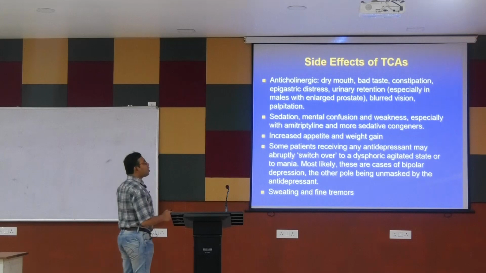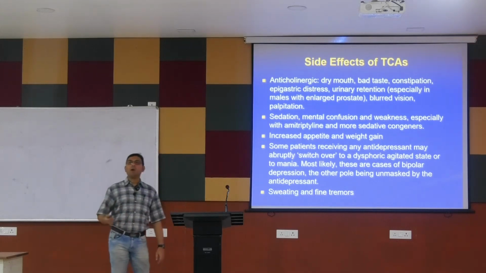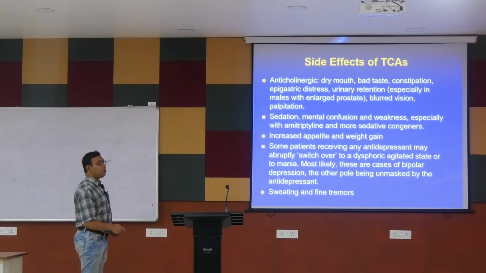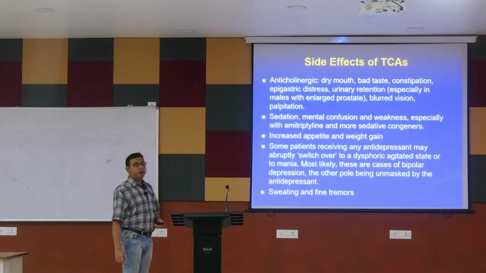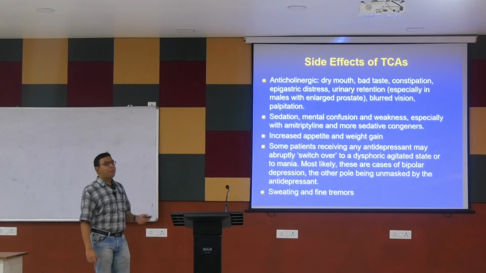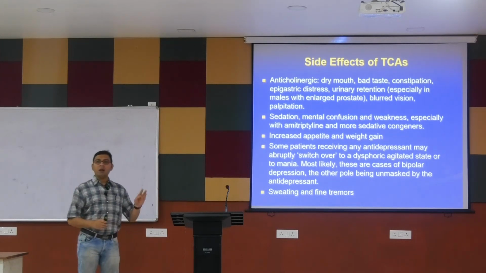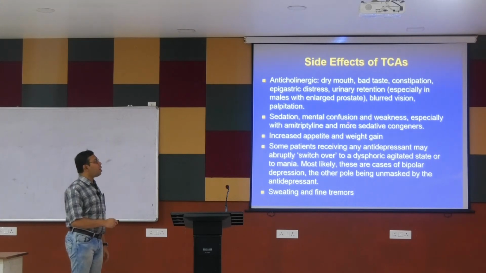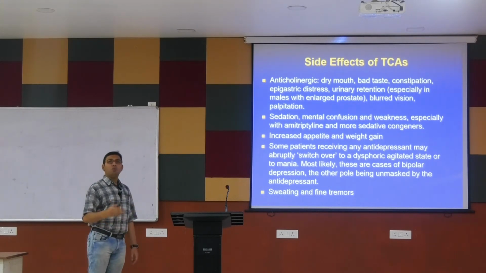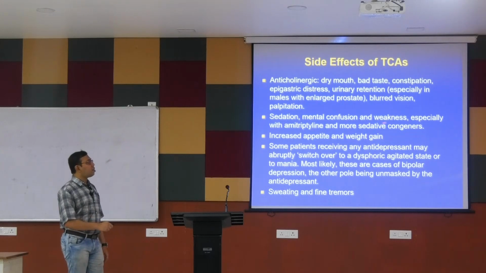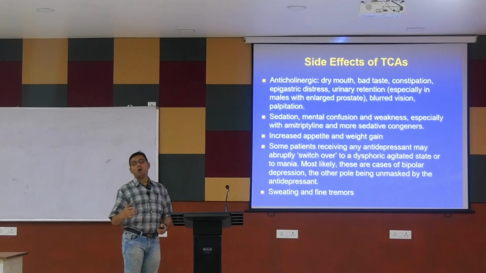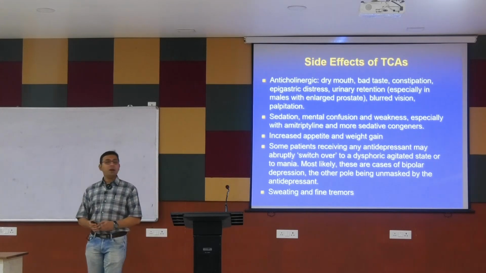So what are the side effects? Anticholinergic, because they are blocking this receptor. There may be dry mouth, bad taste, constipation, epigastric distress, urinary retention, blurred vision, palpitation, all this can happen. Next is sedation, mental confusion, weakness. This can happen more with some drugs like amitriptyline and some sedative congeners. Increased appetite and weight gain are very common.